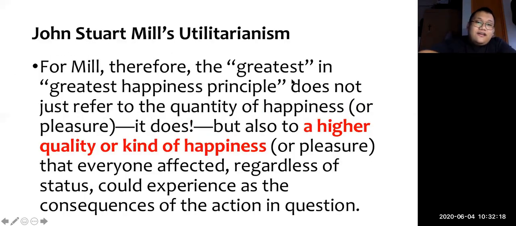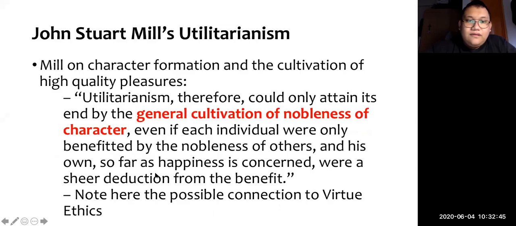For Mill, therefore, the term greatest in the greatest happiness principle does not just refer to the quantity of happiness. Okay? But of course it does. Kailangan ng quantity. But also to a higher quality or kind of happiness. That everyone affected, regardless of status, could experience as the consequences of the action in question. Utilitarianism, therefore, could only attain its end by the general cultivation of nobleness of character.